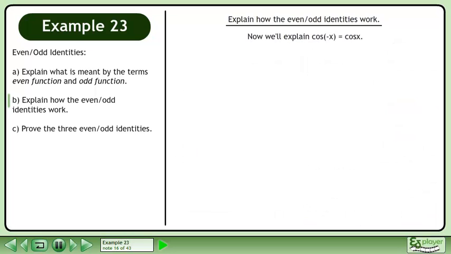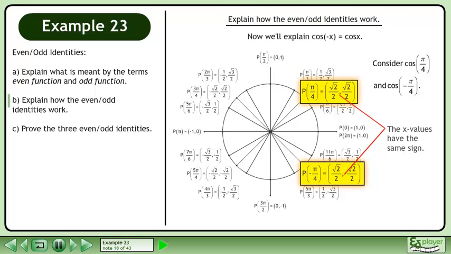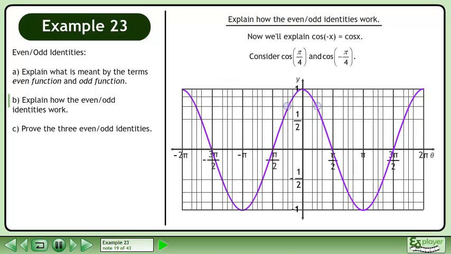Now we'll explain cos of negative x equals cos x. Consider cos at pi over 4 and cos at negative pi over 4. The x values are the same sign. On the graph, the cosine values have the same sign. Also, since y equals cos x is even, there is symmetry across the y-axis.